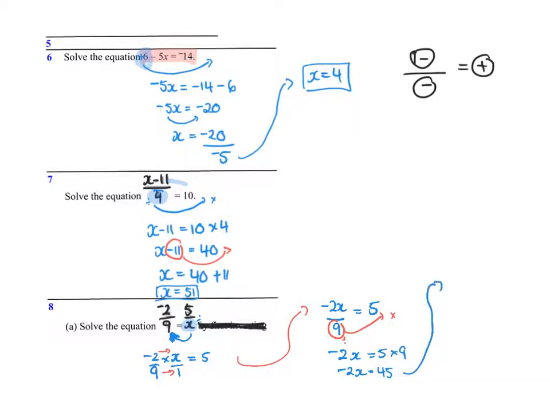Sorry, I'm running out of room. So this negative 2 is timesing. So if I move it away from the x on the other side of the equal sign, it is going to divide. And you can't simplify that anymore, so I'm happy for you to leave it like that. So it'd be 45 over negative 2.